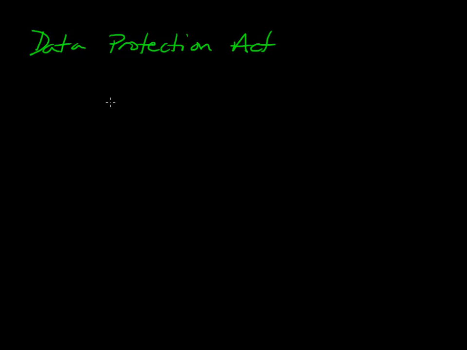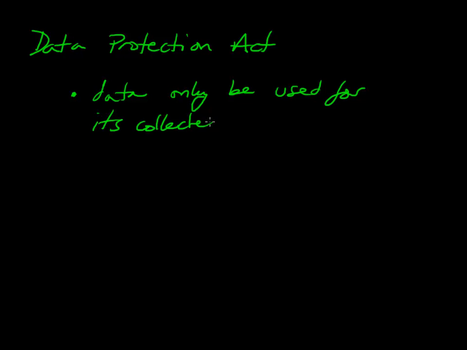So to try and protect people within the country with respect to their own personal data, the Data Protection Act was created. And it has a number of principles. The most key ones of these we'll look at now. The first one is that data, so that's personal data about people, can only be used for its collected purpose.